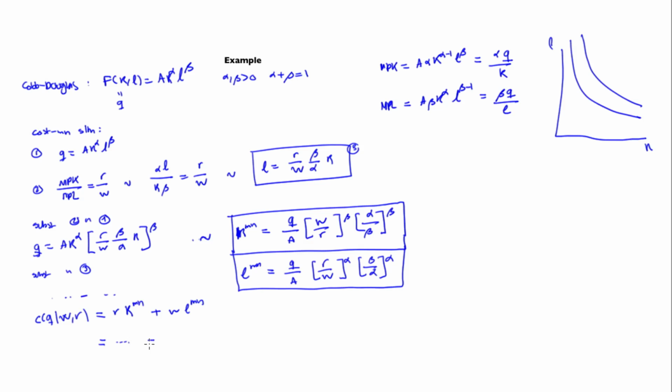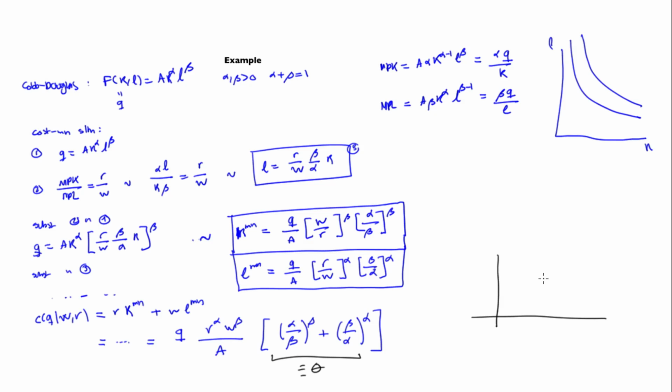going to do for us here, that gives you the following formula, which is Q times R to the alpha, W to the beta, divided by A, times this funny looking term, which is alpha divided by beta to the beta, plus beta divided by alpha to the alpha. Now if you're curious to what that term looks like, let me draw it there for you. That's a function of alpha, and when alpha and beta add up to 1, as we have assumed, that term, let me call it theta, that term theta basically looks like this.